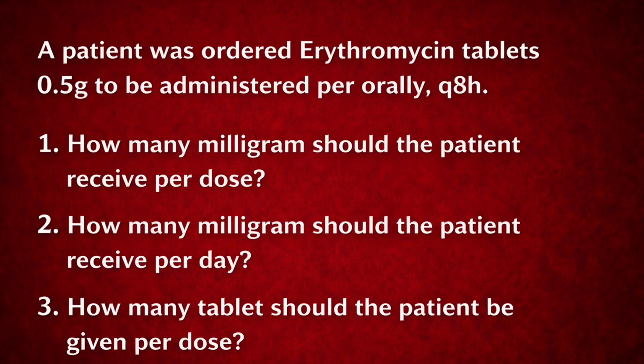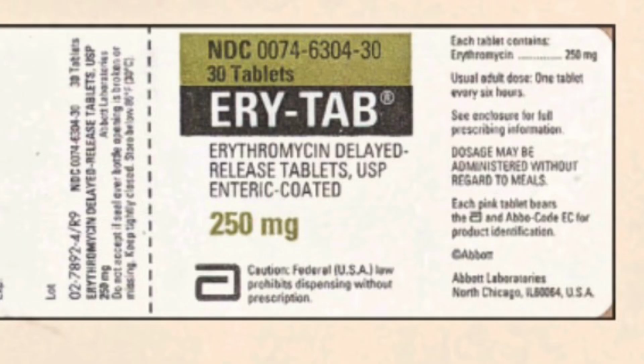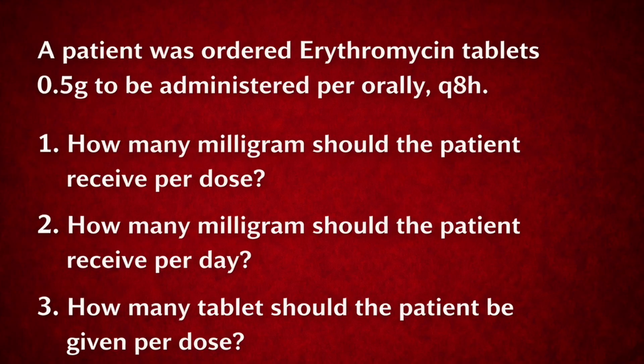This question says that a patient was ordered erythromycin tablets 0.5 gram to be administered orally Q8H. I hope you know what that Q8H means. It means 8 hourly, so this medication was given 8 hourly. The drug packet is given to us, as we can see here. The question asks: how many milligrams should the patient receive per dose? Second, how many milligrams should the patient receive per day? And third, how many tablets should the patient receive per dose?